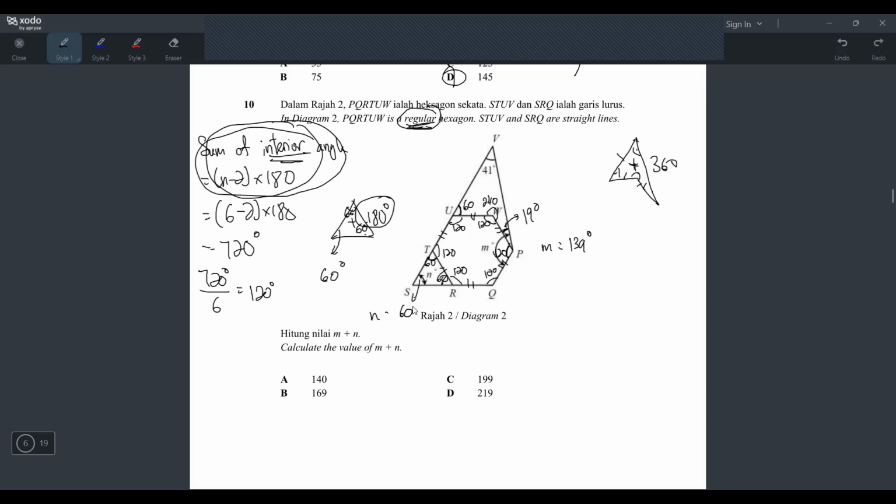So after you know your N is 60 and your M is 139, you add them because they want to find M plus N, right? So what is 139 plus 60? Use calculator, you get 199. So the answer for number 10 is C.